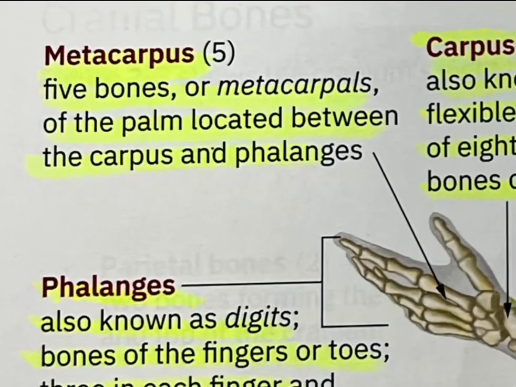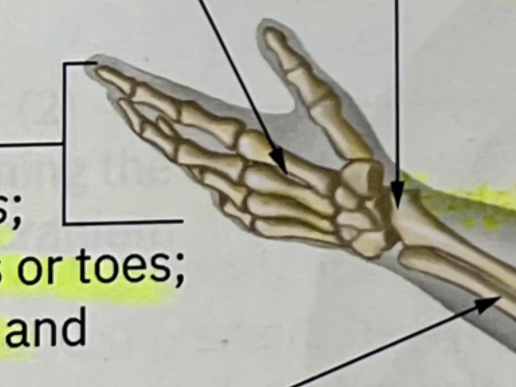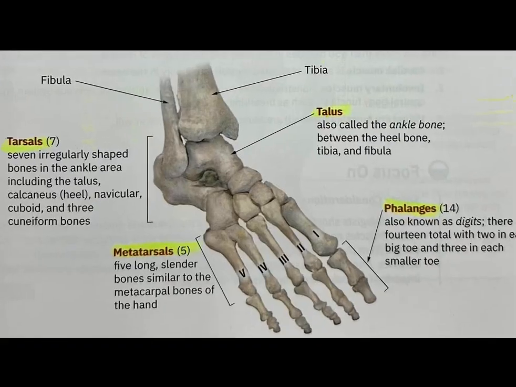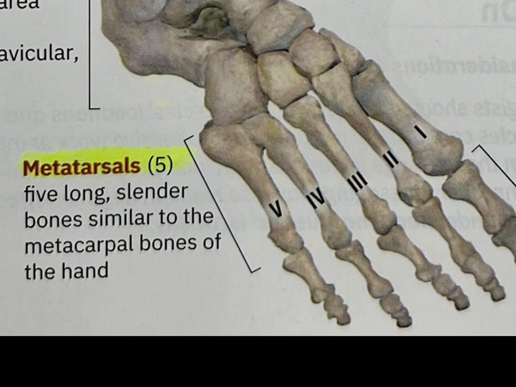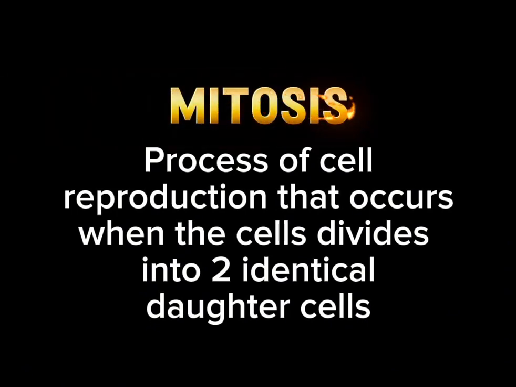Metacarpus, 5 bones or metacarpals of the palm located between the carpus and the phalanges. Metatarsals, 5 long slender bones similar to the metacarpal bones of the hand. Mitosis, process of cell reproduction that occurs when the cell divides into 2 identical daughter cells.